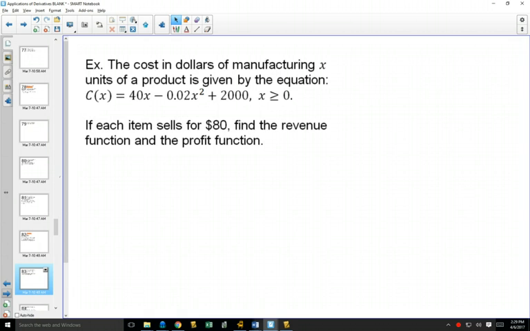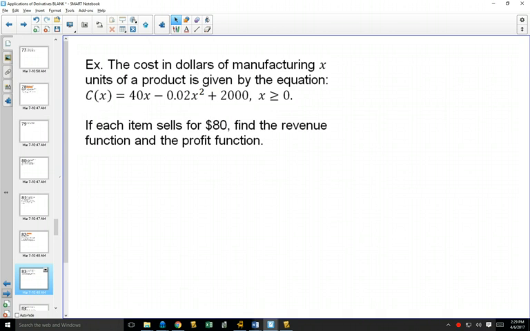So we've got a product and we've got a cost function for this product. This is how much it costs to make this product. So just looking at this equation, you've got a plus 2,000 at the end. So if you didn't make a single product, it's still going to cost you $2,000. That's probably just the setup for whatever you're going to be creating. And then it looks like, for the most part, it's costing around $40 for each unit.